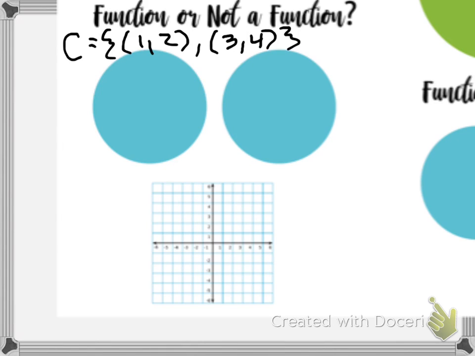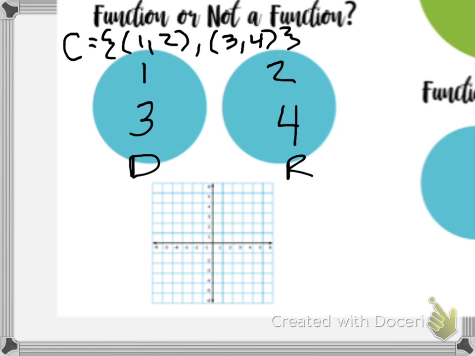All right, so let's say I have this relation right here. We'll call it C, and I have the ordered pairs (1, 2) and (3, 4). So I'm going to go ahead and fill in my domain and my range. And remember that your domain is the first number in the ordered pairs. So I have 1 and 3 there, and your range is going to be the second number, 2 and 4. And what I want to determine is whether or not this is a function.